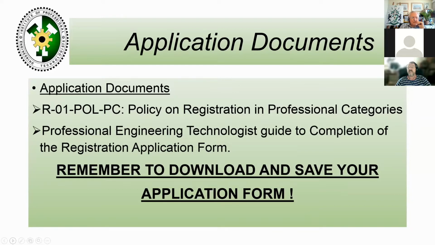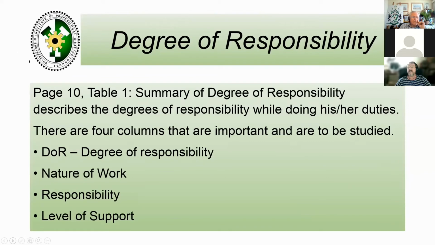Now, your application documents are the R01 POL PC, policy on the registration in professional categories, and then your Professional Engineering Technologist Guide to Completion of the Registration Application Form. There are also guides for technicians and for professional engineers. So please, if you're going to do one of those other applications, make sure that you also download and read through it. And remember, a lot of people don't download the application form. So remember to download your application form and save it on your computer before you start writing.